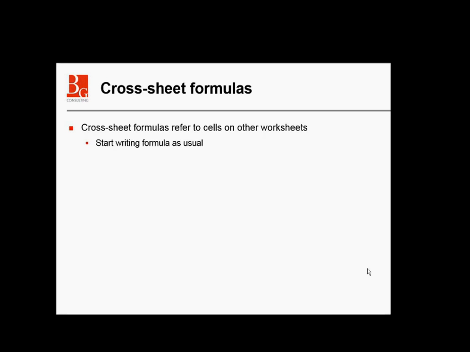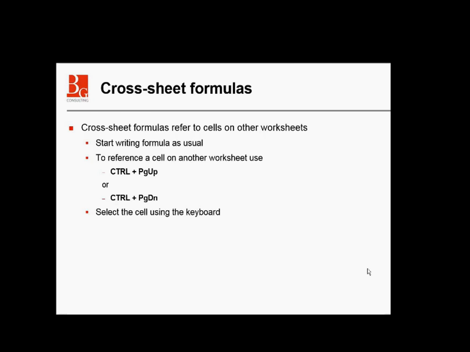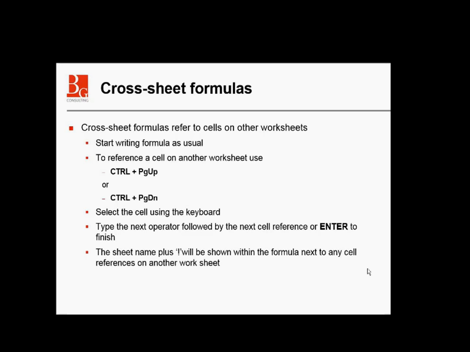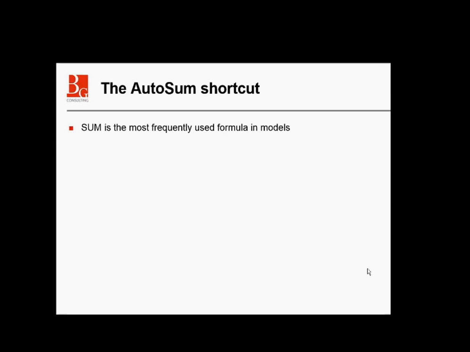Cross-sheet formulas in Excel can be a little bit trickier. This is where the formula involves cells on different worksheets. Start writing the formula as usual, and then to reference a cell on another worksheet, use Control Page Up or Control Page Down to move to the sheet and select the cell using the keyboard. Type the next operator followed by the next cell reference or Enter to finish. The sheet name plus an exclamation mark will be shown within the formula next to any cell references on another worksheet. And here's an example.